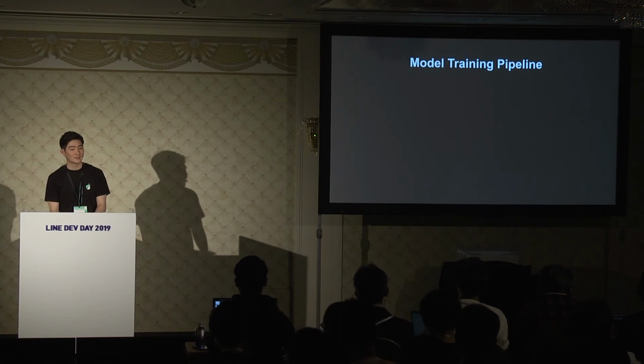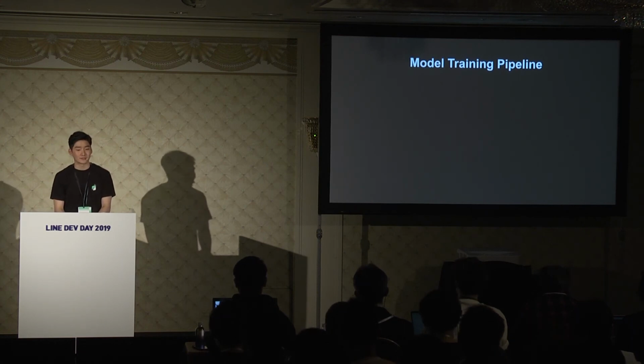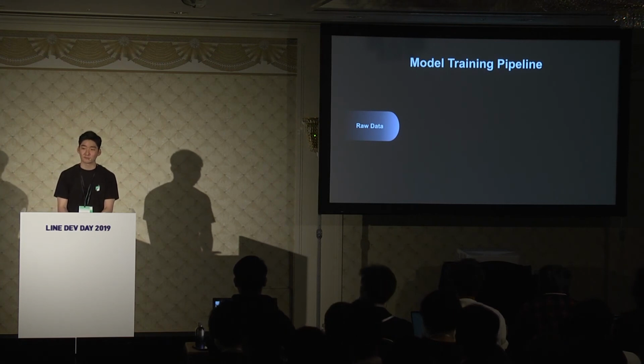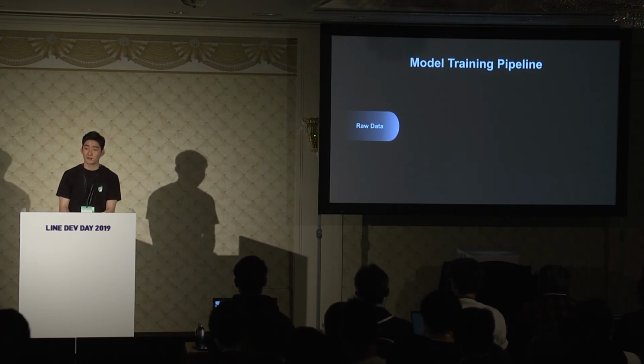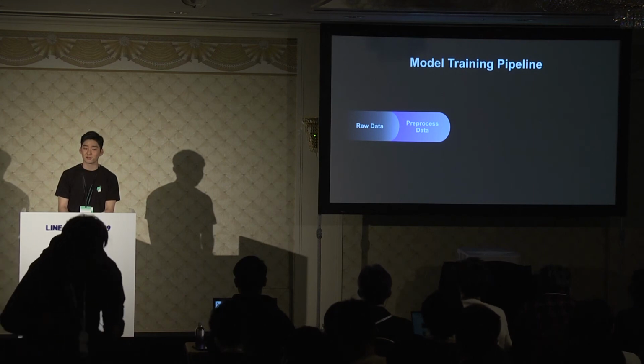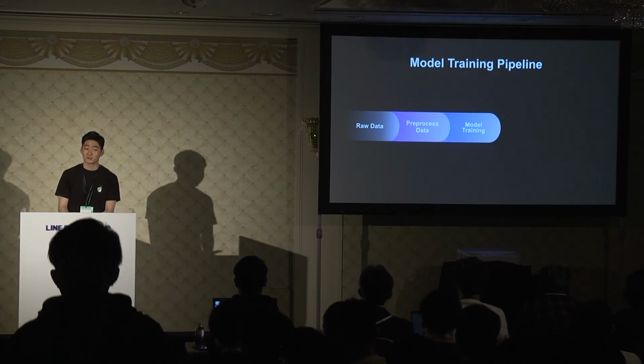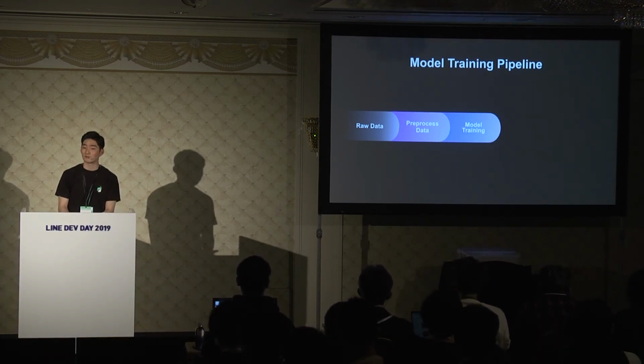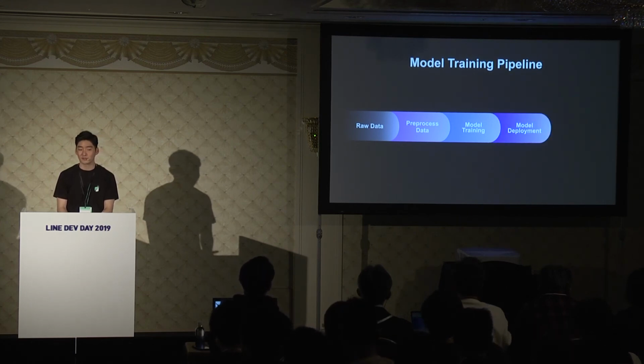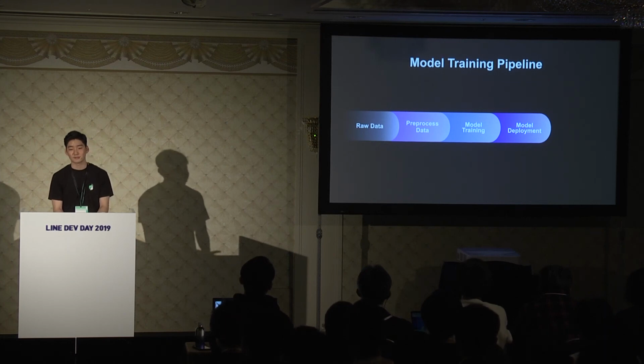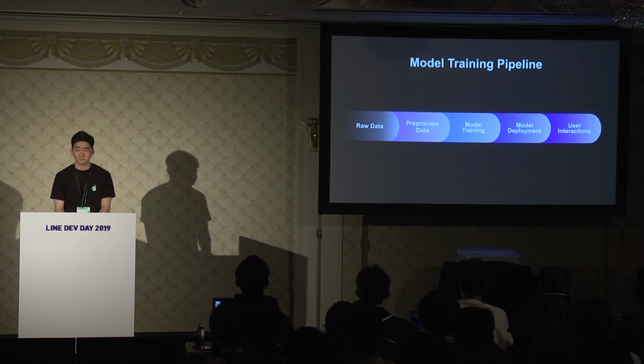Let's look at the procedure followed when servicing a recommender system. First, we start out by collecting raw data. Then, we pre-process the data. Next, we choose an algorithm and train the model, which is then deployed to recommend content to our users. This finally causes user interactions that can be used as raw data into our next model.